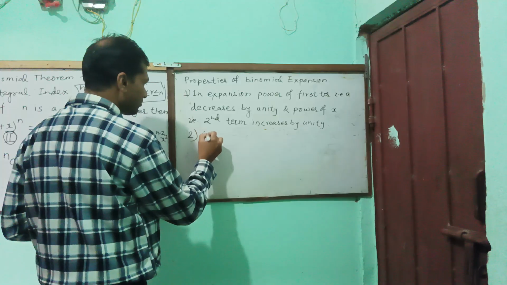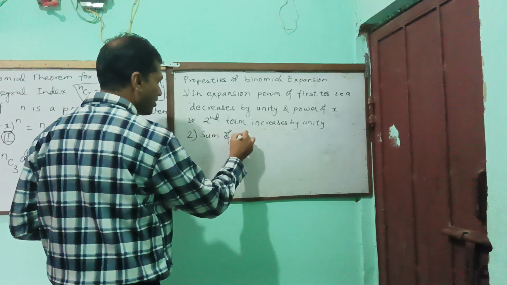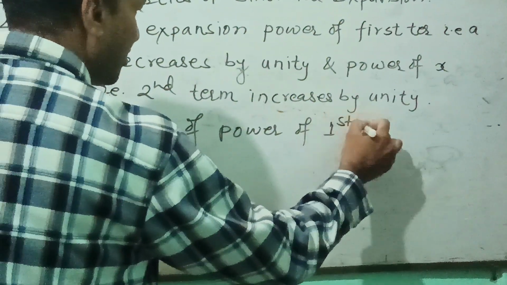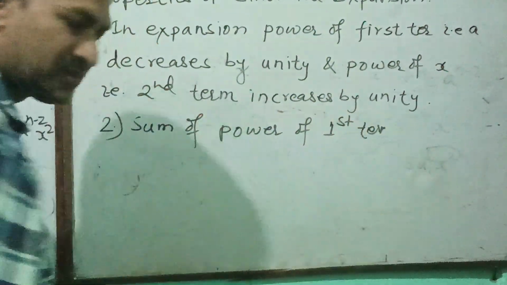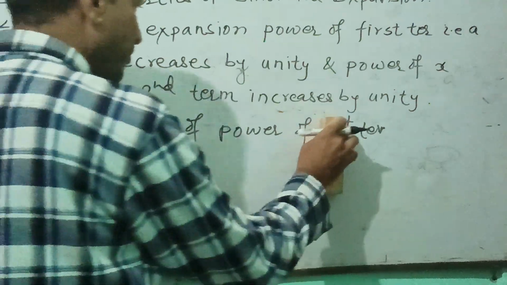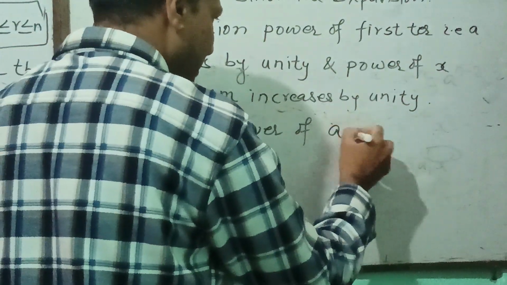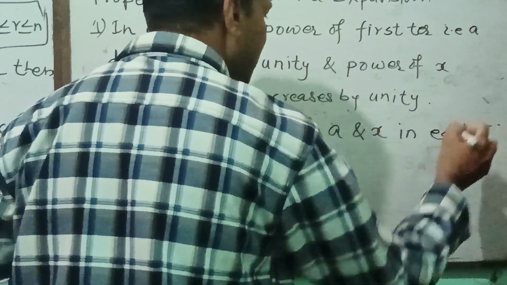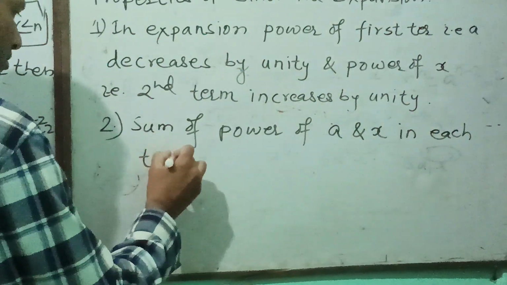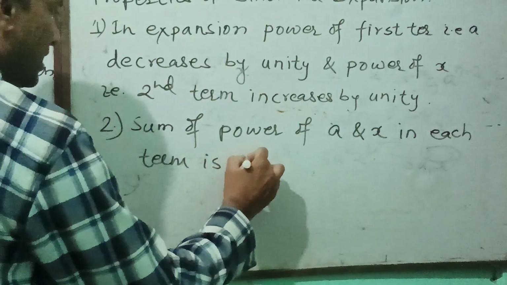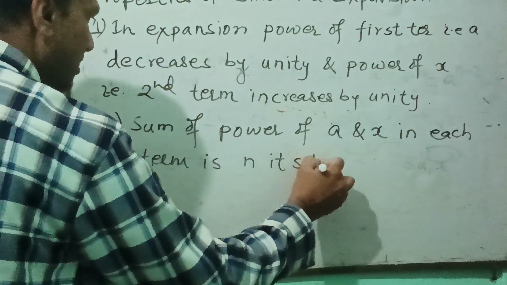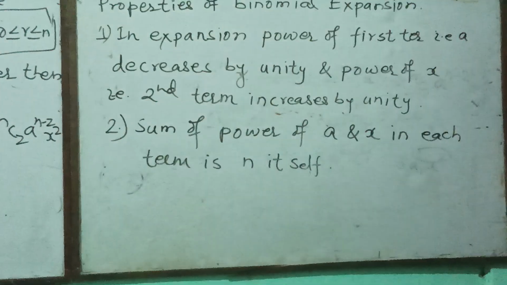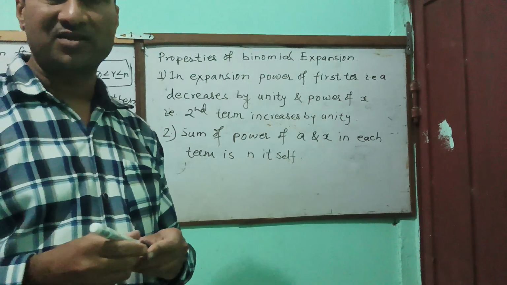So in this expansion, the sum of the powers of a and x in each term is n. So this one is the second property. I think up to this is clear to all of you. Okay?